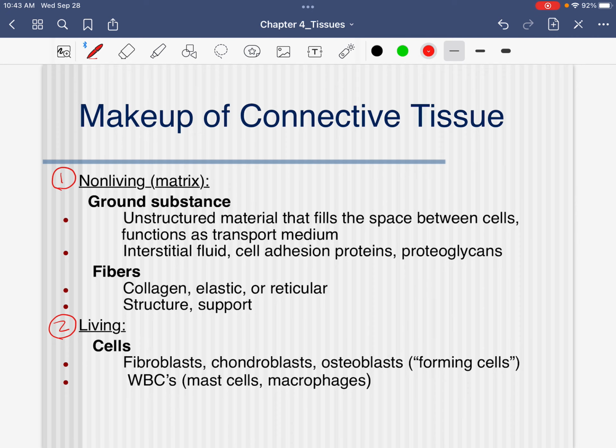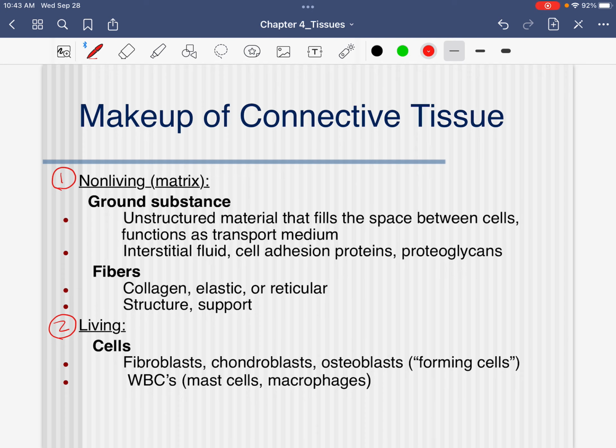The living stuff, the living material, are the cells. And that's not surprising because isn't a tissue made up of cells? Of course. You don't need to know the types of cells here yet. All we're saying is that the living component of our connective tissue is cells. Well then, what makes up the non-living material? The non-living material of connective tissue can include either or both ground substance and fibers.